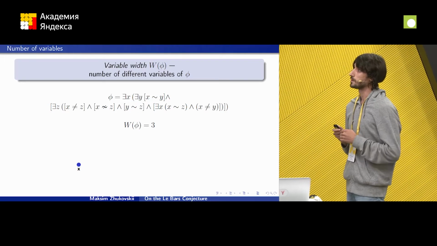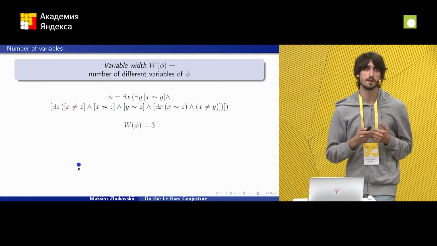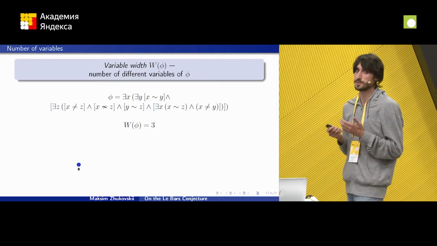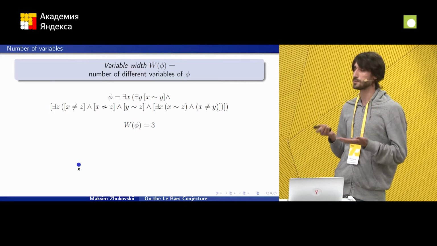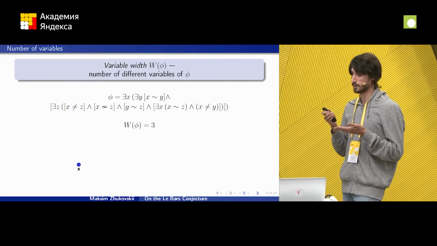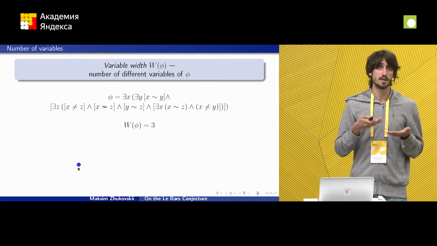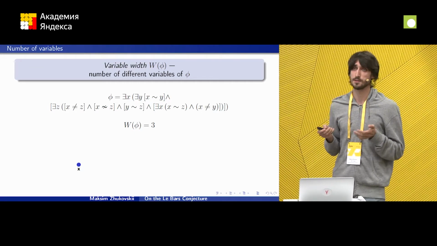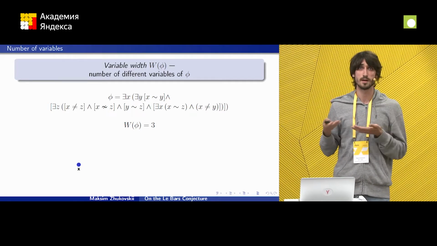One definition for such sentences that I want to explain is variable width, or the number of different variables of a sentence. So what does it mean? Simply it means the number of different variables. So in the sentence you have different variables, you count the number, and this is it. But it seems like you can count the quantifiers, and the number of quantifiers will be the same. It is not exactly so, because, for example, you can say there exists something and there exists something, and you can use the same variable x inside.